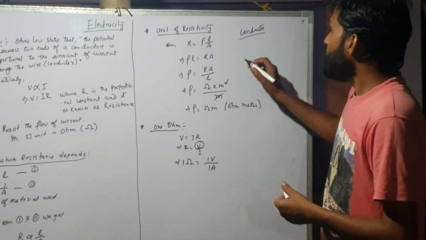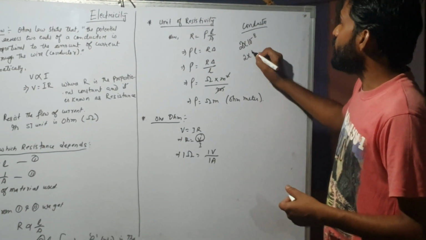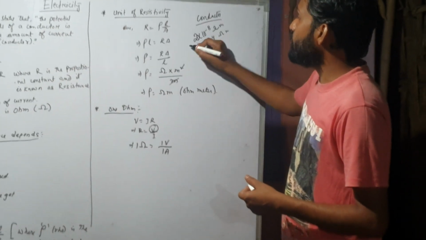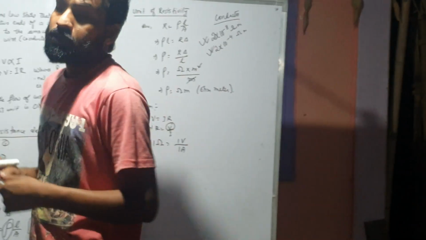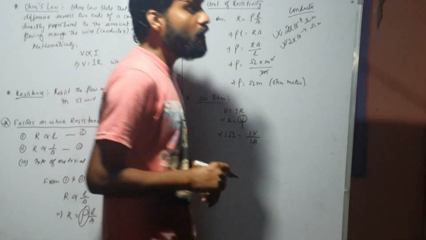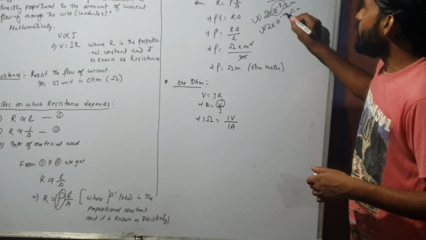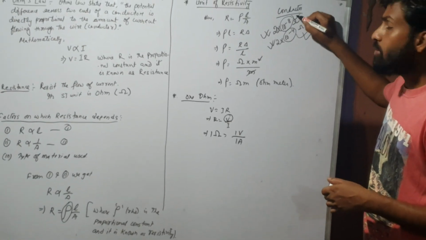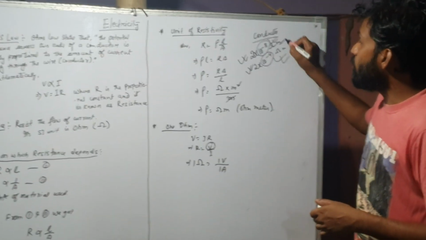For example, if I give you two values, one is 2 into 10 to the power minus 8, and the other is 2 into 10 to the power minus 4 ohm meter. If I ask you which material is a better conductor of electricity, you just see which value is bigger and which is smaller. Obviously minus 4 is bigger than minus 8. Minus 8 is smaller than minus 4. That means this value is smaller than this value.